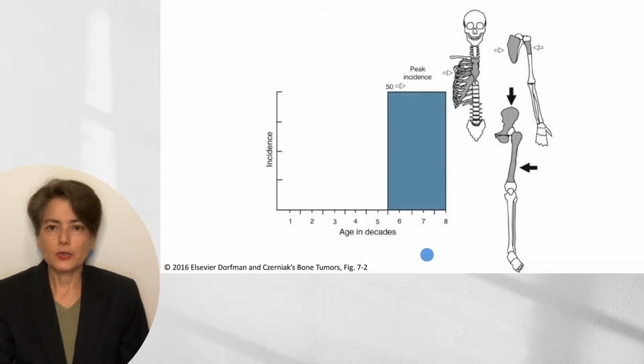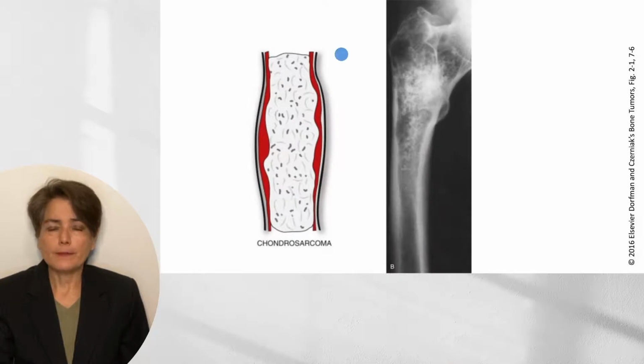Now here's our cartoon again, occurring in individuals over the age of 50 and affecting the axial skeleton predominantly. And as I mentioned before, we see it here in the femur, but it can affect the diaphysis as well as the metaphysis and epiphysis. So let's look at the radiology. I showed you permeative and sclerosis. I didn't show you what chondrosarcoma looks like. It has a different appearance.